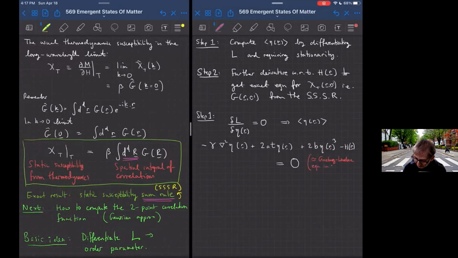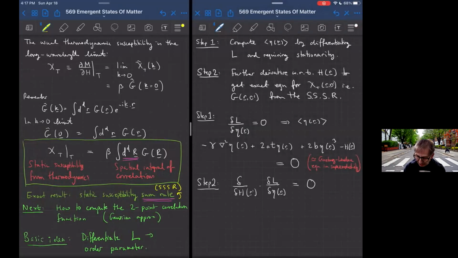In superconductivity. Okay, so that's the first equation. Then step 2 is what we're going to do is differentiate with respect to h of r prime dL by d eta of r. And because dL by d eta of r is equal to 0, then this thing is also equal to 0.